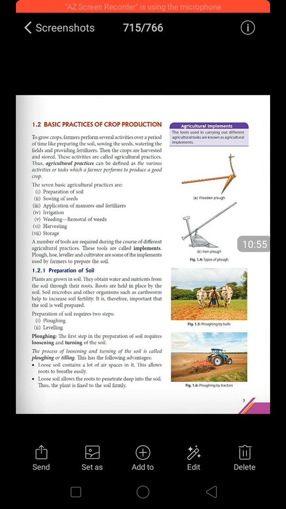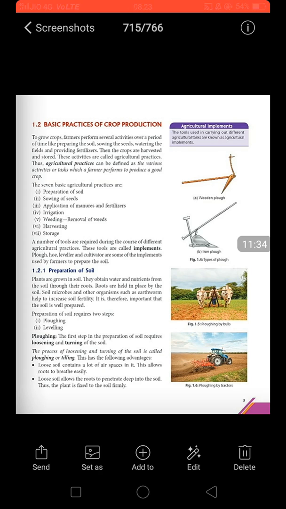Now we are going to discuss all the practices that are being done by the farmers to completely harvest a crop, from the sowing of the seed and preparation of the soil to completely getting the production of that particular crop. What kind of steps are taken by the farmers, we will discuss those steps one by one. So what is the definition of agricultural practices? That can be defined as the various activities or tasks which a farmer performs to produce a good crop. So one by one you have to remember this.